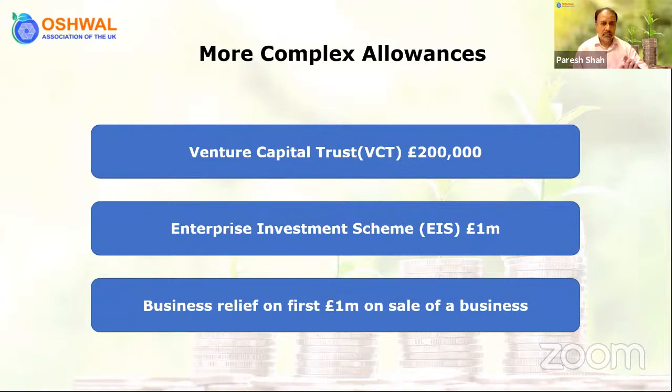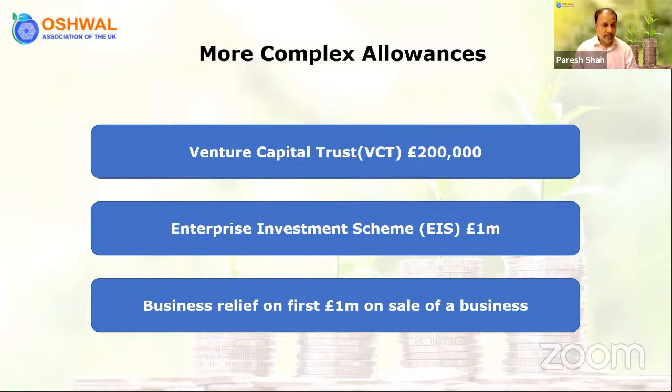So if you've got shares in Vodafone and you're getting £2,000 dividend from there, and then you've got VCT and you've got £2,000 dividend, the £2,000 dividend from VCT does not count towards your normal allowances. It's not taxable at all. So it's not added to your total dividends.